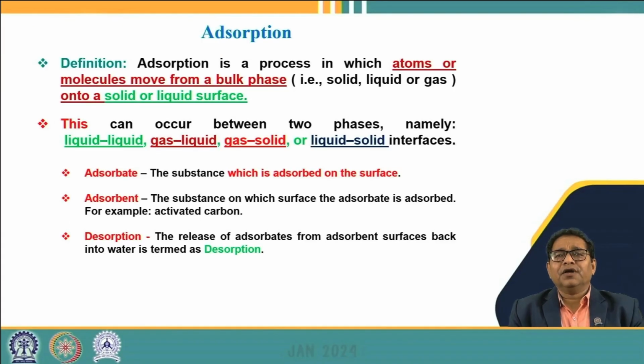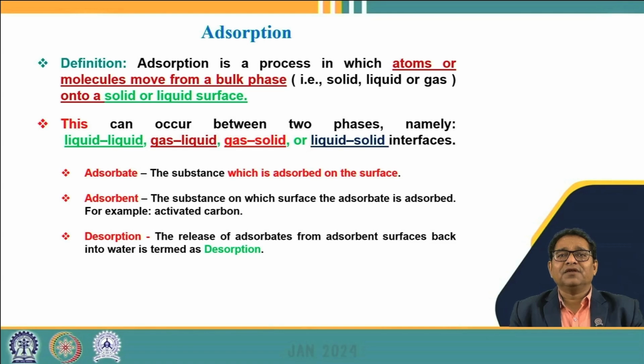Then we will also have the mass balance analysis. So before going into more detail, let us talk about some basic terminology about adsorption. Basically, adsorption is a process in which atoms or molecules move from a bulk phase, that is either solid, liquid or gas, onto a solid or liquid surface. This can occur between two phases, namely liquid to liquid, gas to liquid, gas to solid or liquid to solid interfaces. Other terminology used is the adsorbate.